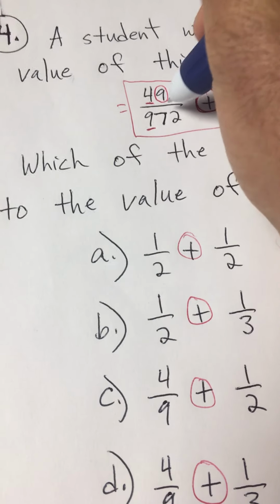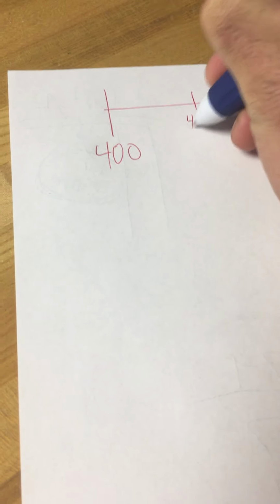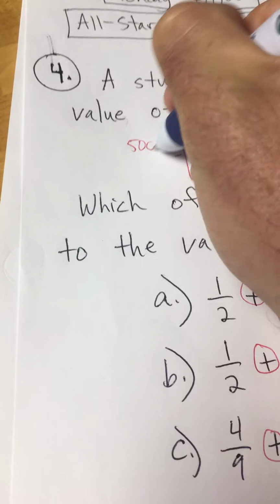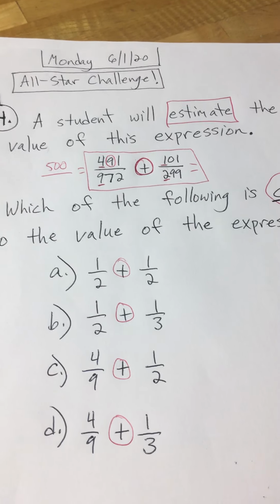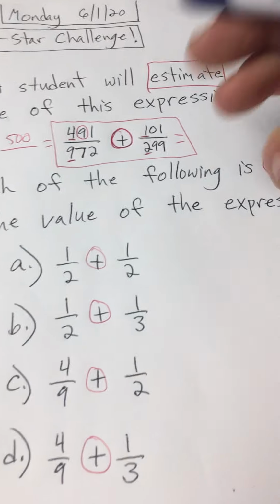It's 491. If we had a number line here, and this is 400, and this is 500, the middle would be 450. So anything past 450 is actually closer to 500 than it is to 400. So 490 is right around here. So it's much closer to 500. So we're going to round it to 500. Let me know if you have any questions about that.